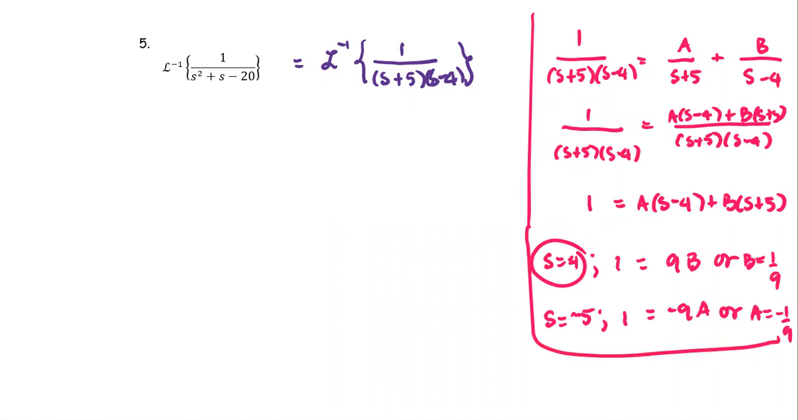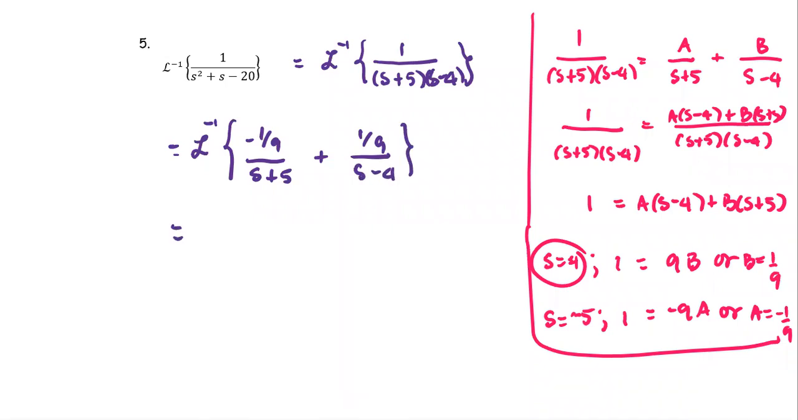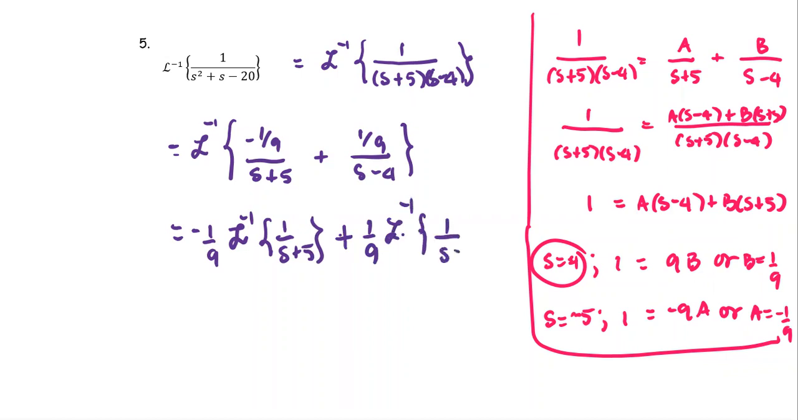Now we have the two fractions as negative 1 over 9 divided by s plus 5, plus 1 over 9 divided by s minus 4. With the linear transform property, we can rewrite this as a sum of the two inverse Laplace transforms with the constant multiple. The first term will become negative 1 over 9, the inverse Laplace of 1 over s plus 5. The second one becomes 1 over 9 multiplied by the inverse Laplace of 1 over s minus 4.